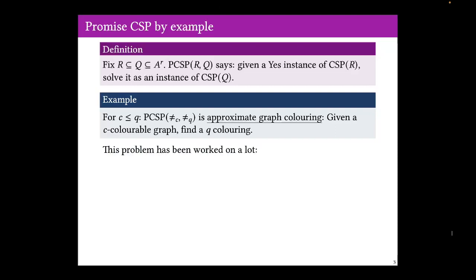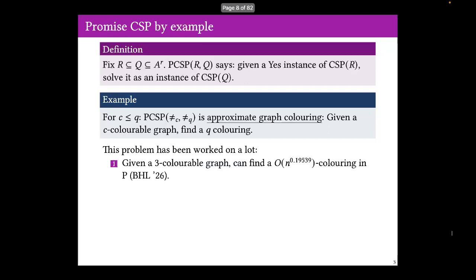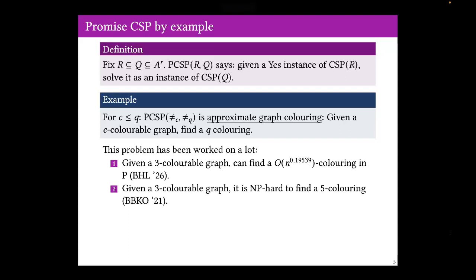This problem has been worked on a huge amount. It's a central problem in theoretical computer science. Just to sample some of the most recent results, on the positive side, there's recently been some very exciting progress. Using semi-definite programming and combinatorics, given a 3-colorable graph, one can find an O of n to the 0.19539 coloring in polynomial time. On the other hand, for hardness, given a 3-colorable graph, it turns out to be NP hard to find a 5 coloring.